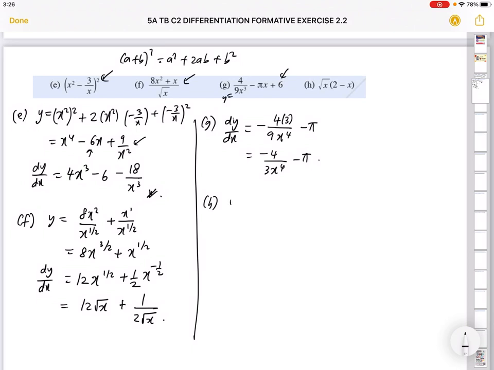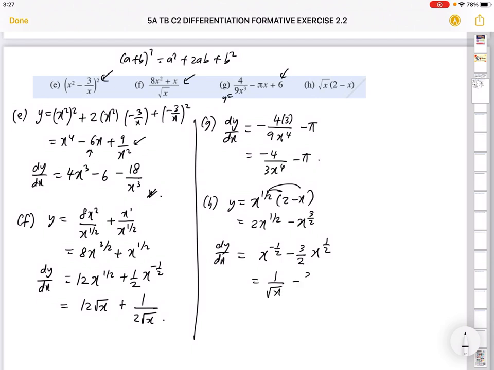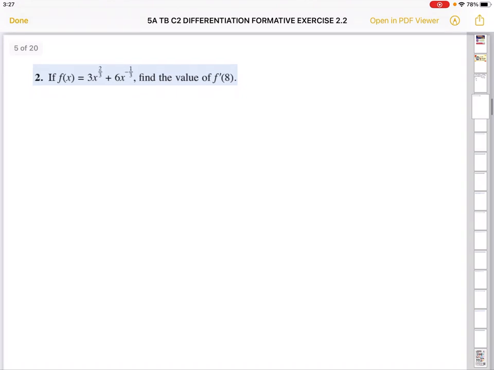Okay, part H. Maybe it's better you multiply inside. So I'm going to write this as power half first, 2 minus x. So when I multiply inside, I get 2x power half. Power half times power 1 is power 3 over 2. So when I differentiate, I take half times 2, which is 1. I copy x, I reduce the power by 1, negative half. Second one, when I differentiate, I bring the power down. I copy x, 3 over 2 minus 1 is 1 over 2. So this is 1 over square root x and 3 over 2 root x. Okay, I think this is not that difficult, right? Yep. So let's move on to question number 2.